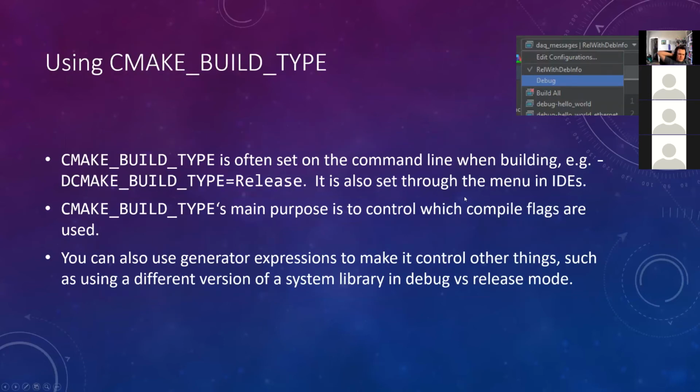So CMAKE_BUILD_TYPE is often set. You often set it on the command line when you're building, e.g. -D CMAKE_BUILD_TYPE=Release. You can also set it through the menu. This is an example from CLion where you can change the build configuration.